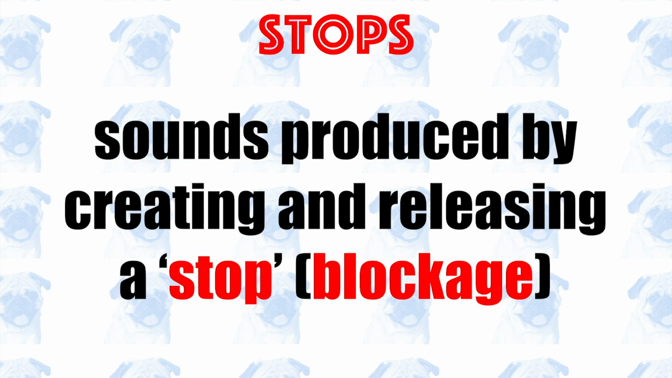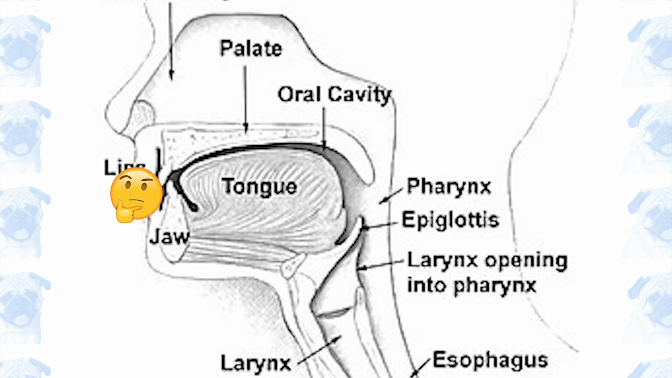Let's begin with the stops or the plosives. You don't need to know the linguistic terminology, but stops are basically consonants that are produced by creating an obstruction or stop inside the mouth or the throat. We're going to proceed from the front of the mouth to the back of the throat.